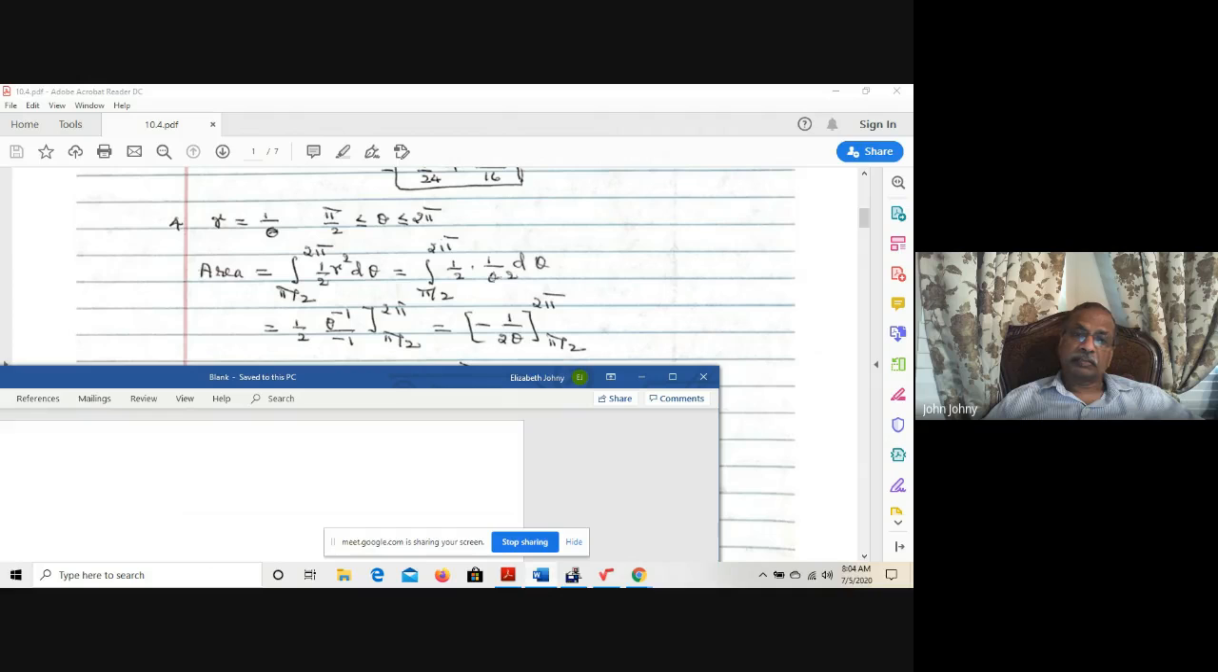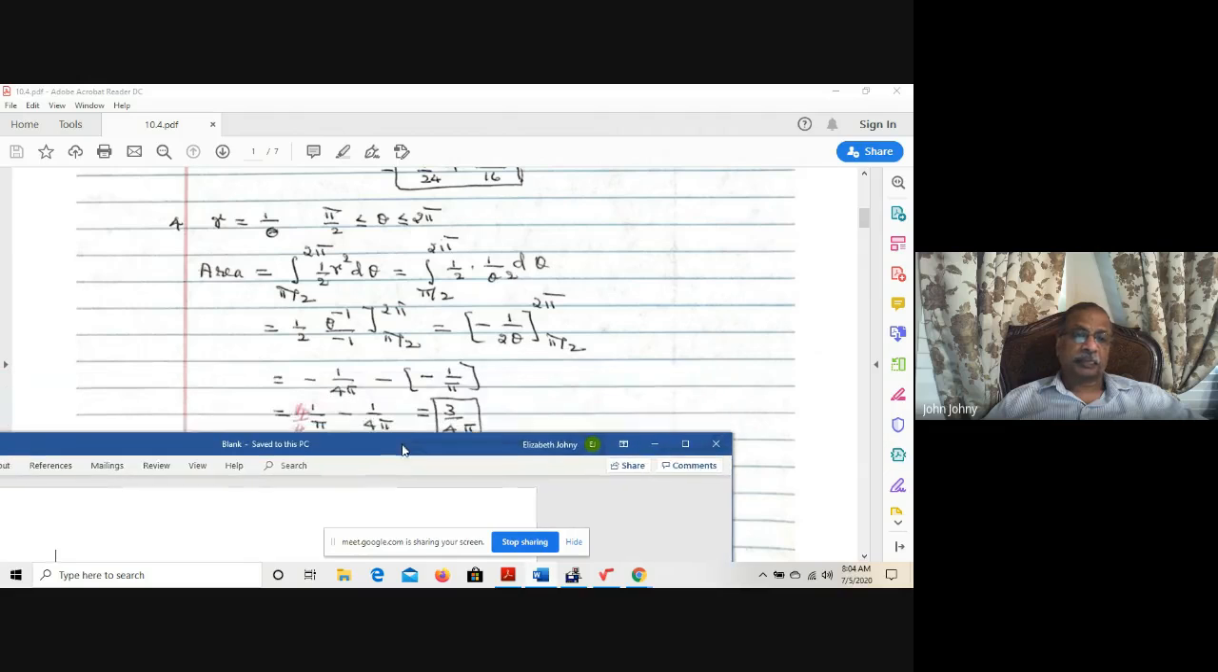So the antiderivative is theta to the negative 2 plus 1 over negative 2 plus 1, that is theta to the negative 1 over negative 1, from pi over 2 to 2 pi. That is equal to negative 1 over 2 theta from pi over 2 to 2 pi, because there is a negative 1 here, so the whole expression is negative. Theta to the negative 1 is 1 over theta, so negative 1 over 2 theta, where theta varies from pi over 2 to 2 pi.